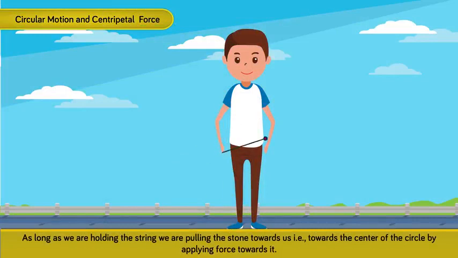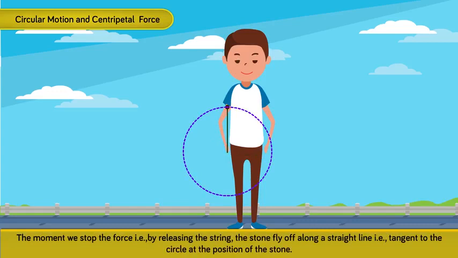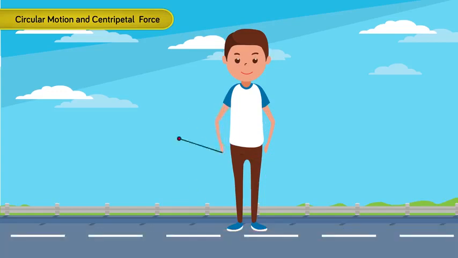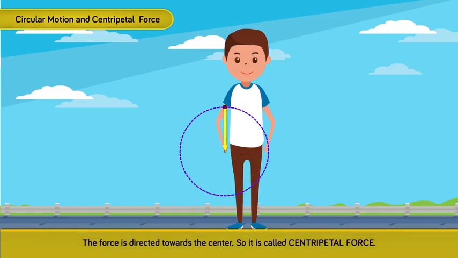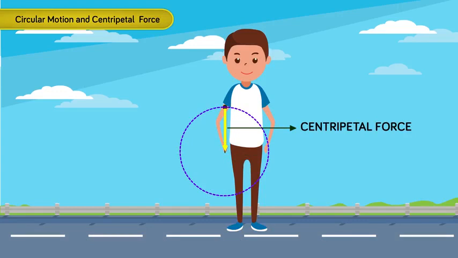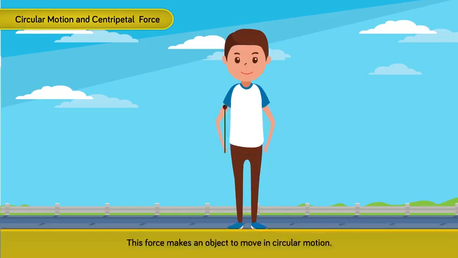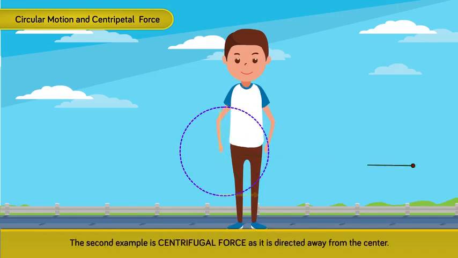Number 1. As seen in this picture, as long as we are holding the string, we are pulling the stone towards us, that is, towards the center of the circle by applying force towards it. Number 2. The moment we stop the force, that is by releasing the string, the stone flies off along a straight line, that is, tangent to the circle at the position of the stone. As per the first example, the force is directed towards the center, so it is called centripetal force. Centripetal force is directed towards the center. This force makes an object move in circular motion. The second example is centrifugal force, as it is directed away from the center.